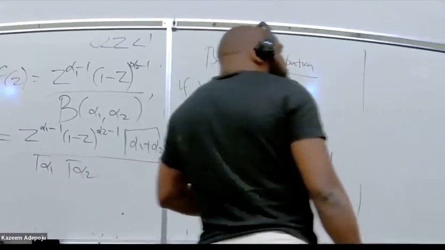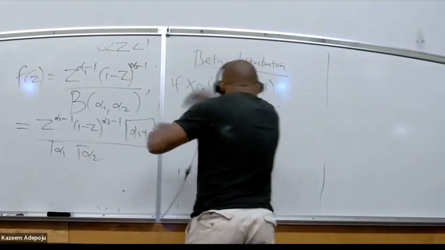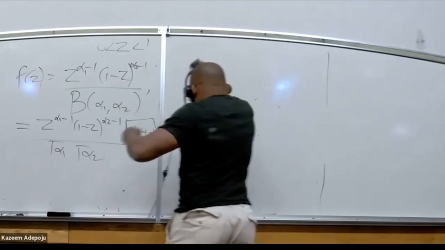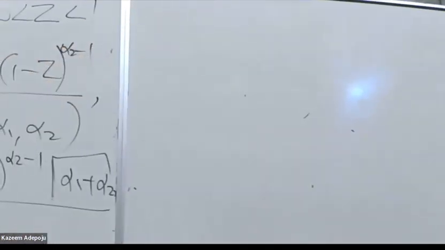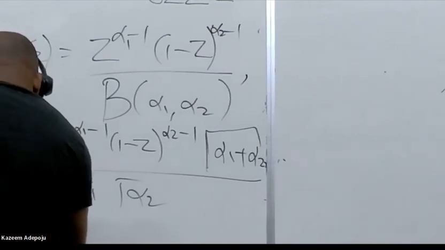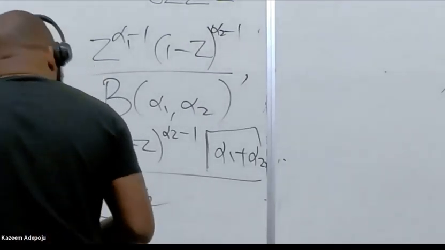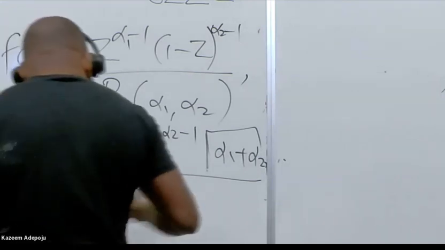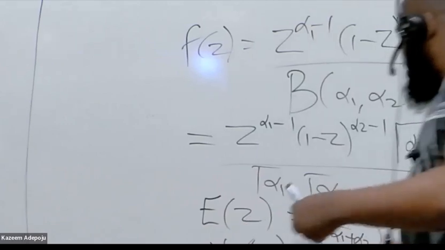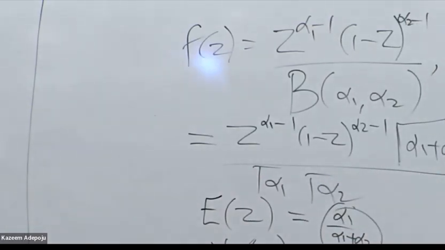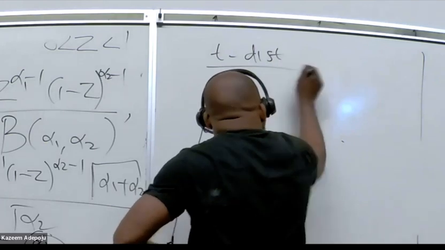The last for today is the t distribution. Here you also need to know the mean and the variance. I think the mean is alpha 1 over alpha 1 plus alpha 2. Then we have the variance as well. But because of my time, let me go to the t distribution.